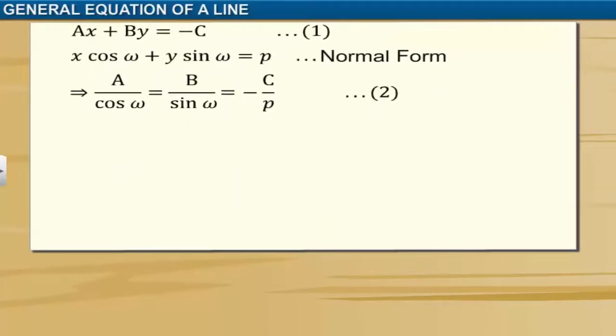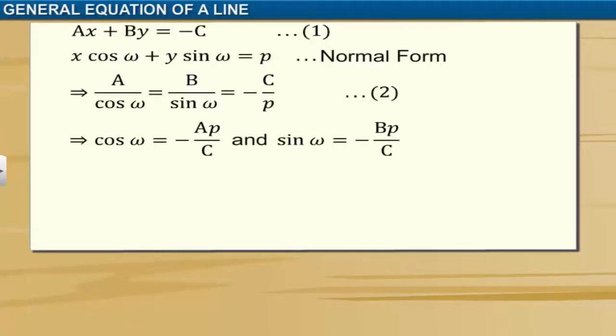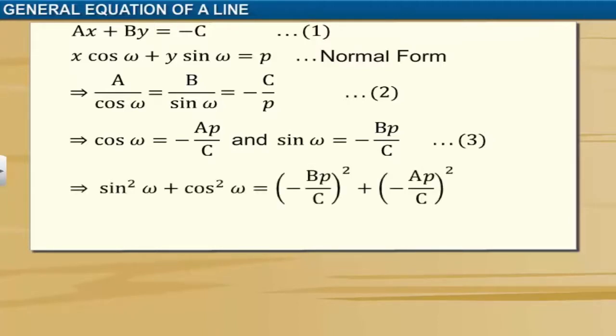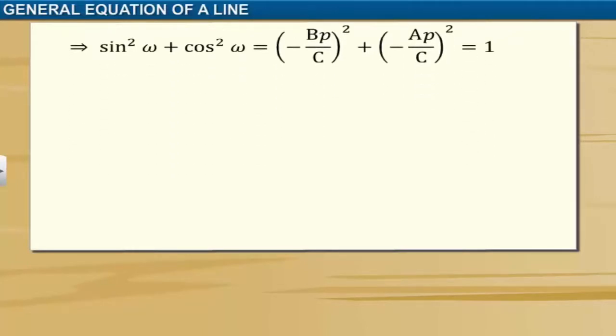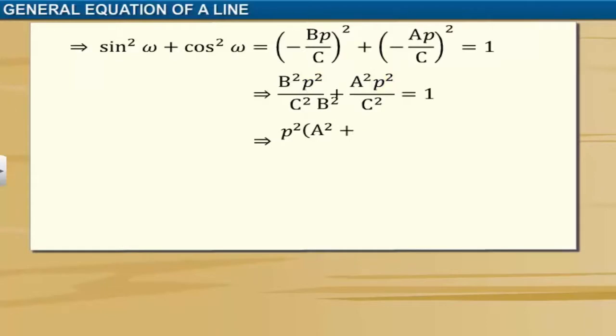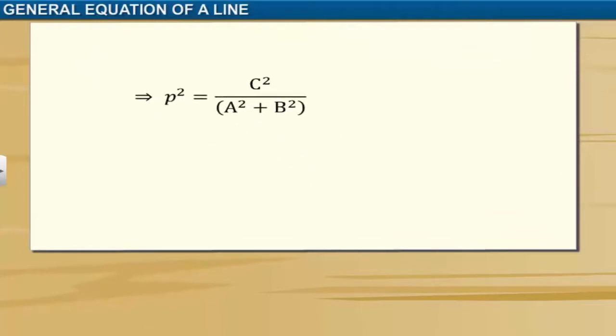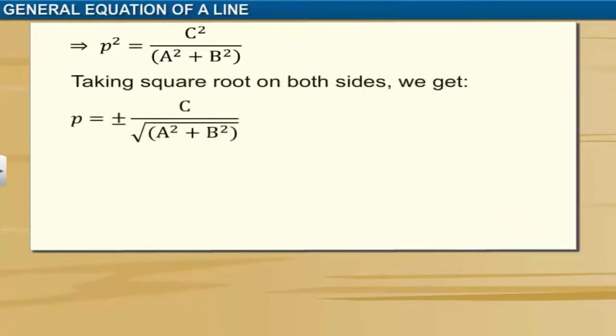From equation 2, we get cos omega is equal to minus AP upon C, and sin omega is equal to minus BP upon C. Let's denote these two equations as equation 3. Substitute these values of sin omega and cos omega in the identity sin square omega plus cos square omega equal to 1. On simplifying, we get the value of P as plus or minus C upon under root A square plus B square.